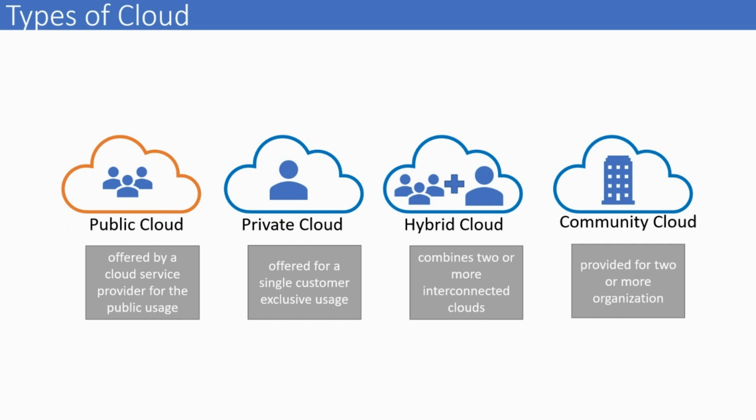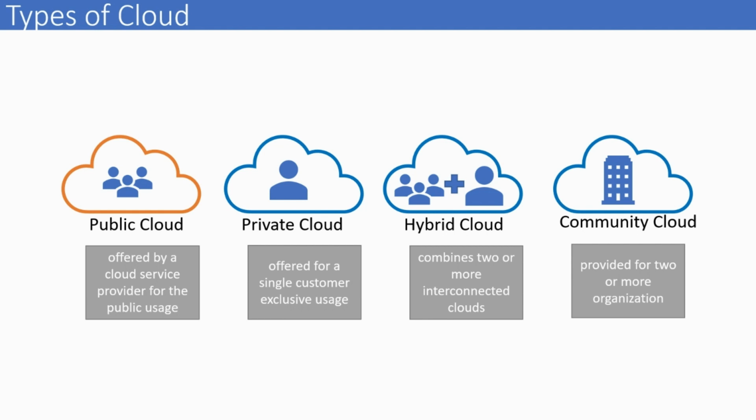Now, let's see what are the different types of cloud. There are four important types of cloud. The first one, public cloud, which is offered by a cloud service provider for public usage. There are multiple customers sharing the cloud resources here in the public cloud. The second one is private cloud. It is offered for a single customer's exclusive usage. This is used only for organization purposes to run their business.